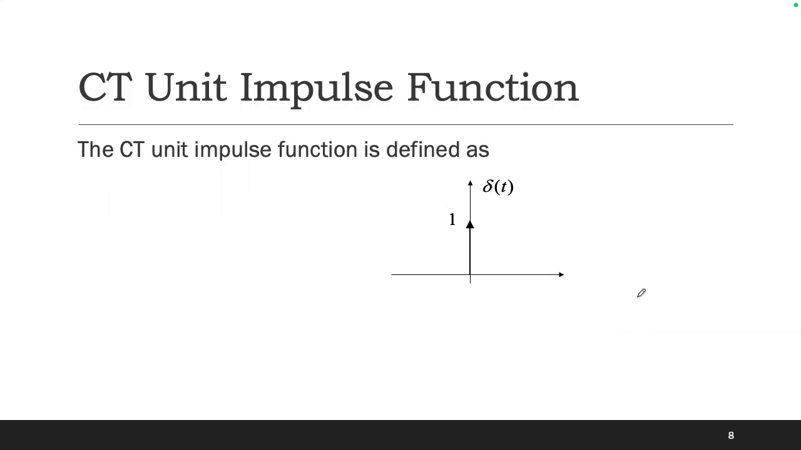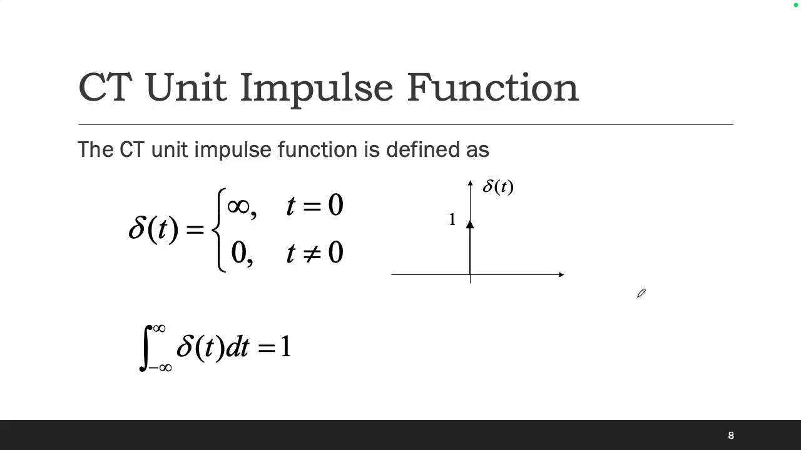So let's talk about the CT unit impulse function. Yeah, this one is a little difficult to understand, but if you review the video, we talk about this in the next class. When t is not equal to 0, it is always 0. When t equals 0, actually the value here is infinite. But the 1 here is just the area. We define the one forward rectangle.